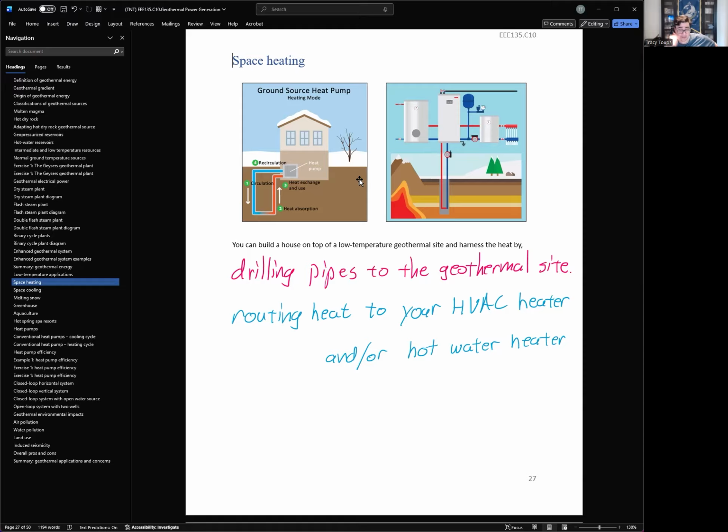The heat pump will literally be a pump that will circulate water to carry heat. The warm water in the geothermal source will come into your house. It'll cool off because your house is colder, and the cold water out of the heat pump will go back into the geothermal site, and it'll continuously pump this, and then heat will always be coming into your house from underground. Okay. So basically, you drill pipes to the geothermal site, bringing heat to your HVAC heater and or hot water heater. So you can also use it for hot water heating as well. All right.